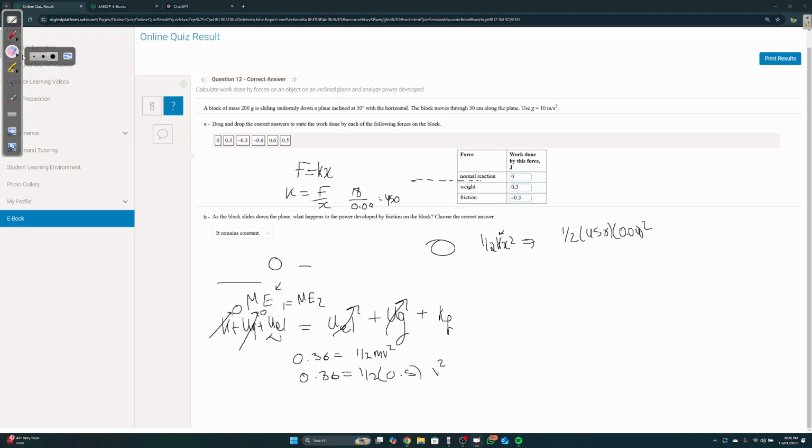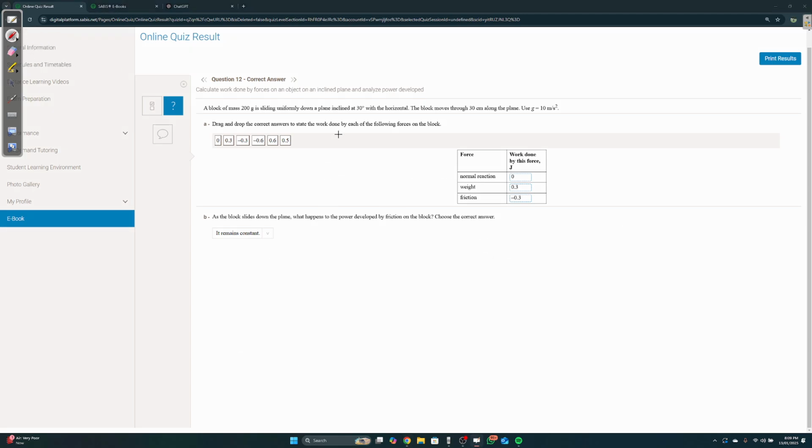Question 12. A block of mass 200 grams is sliding uniformly down a plane inclined at 30 degrees with the horizontal. The block moves through 30 centimeters across the plane. Drag and drop the correct answers to state the work done by each of the following: normal reaction, weight, friction. Normal reaction is always 0. We can skip it. Weight and friction. This is extremely easy.